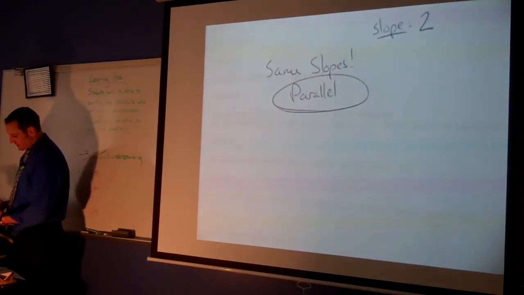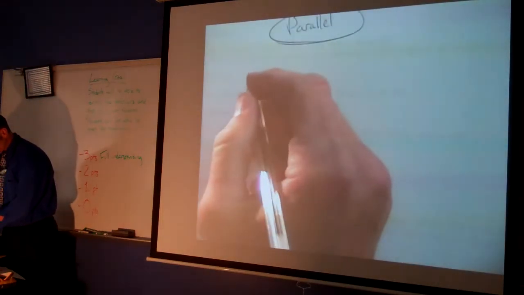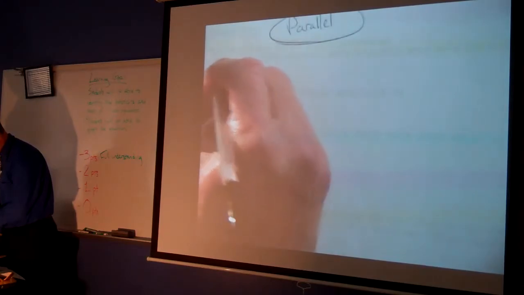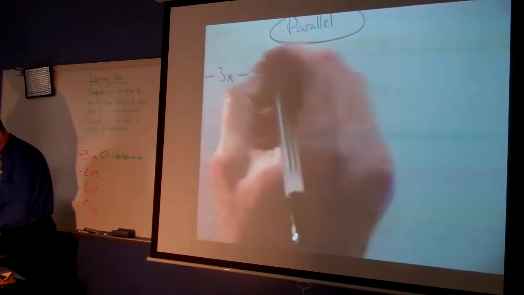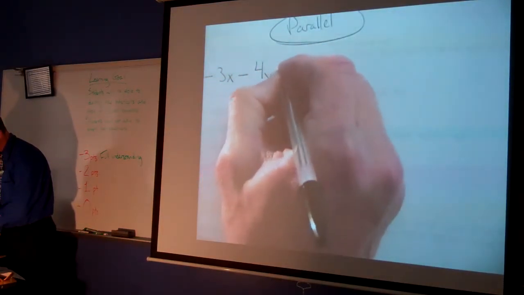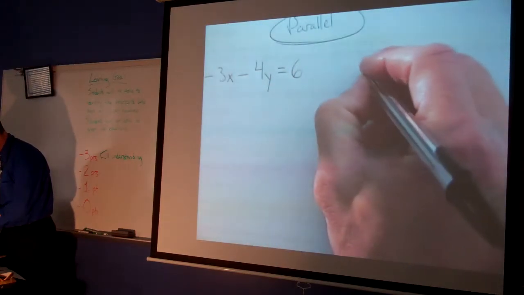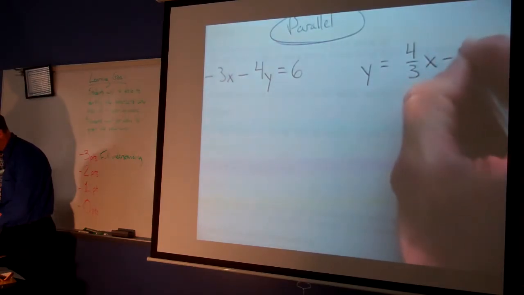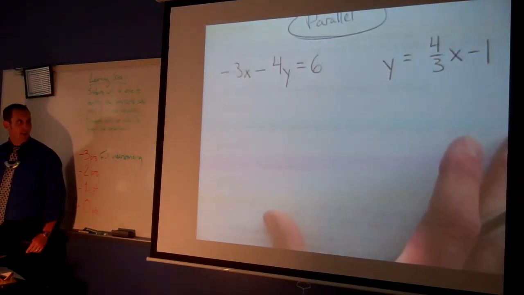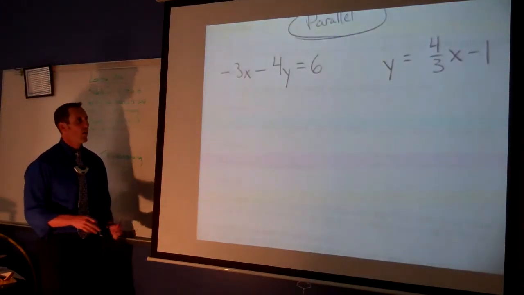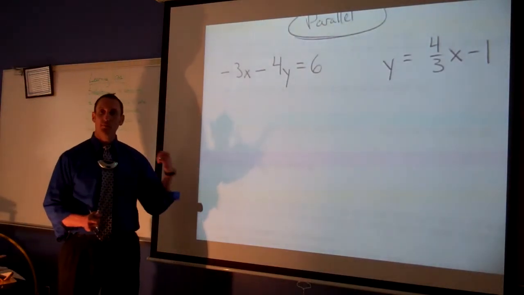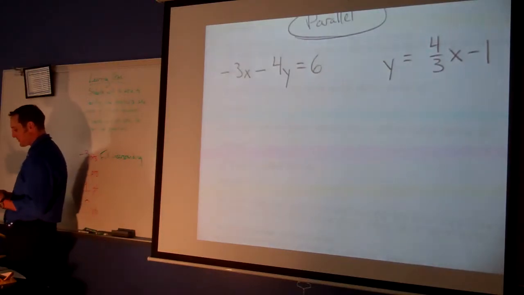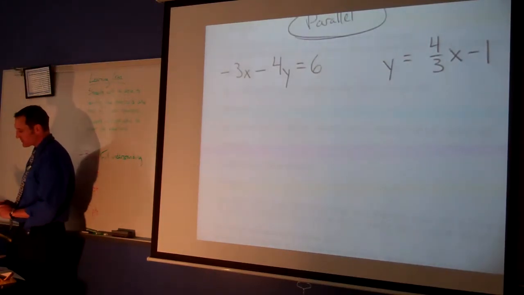Let's do another example. In another example, we'll have two more equations: -3x minus 4y equals 6, and y equals 4/3 x minus 1. We have these two equations, and the question remains the same. Are these lines parallel, perpendicular, or neither? So what we have to do is compare the slopes.